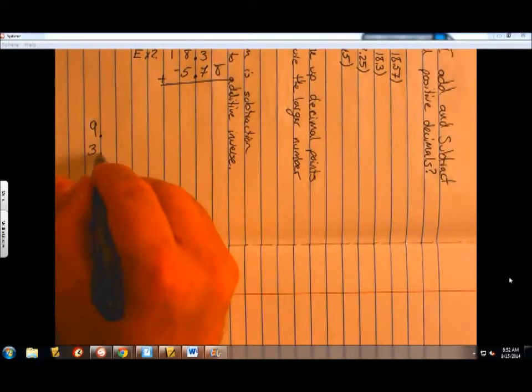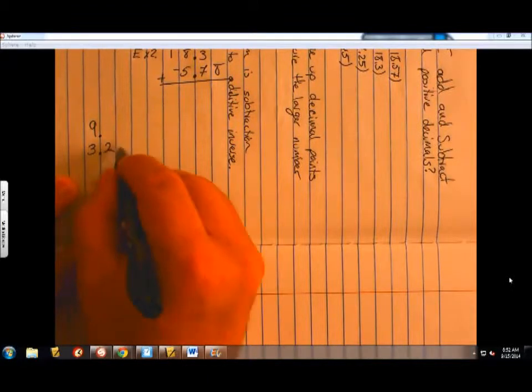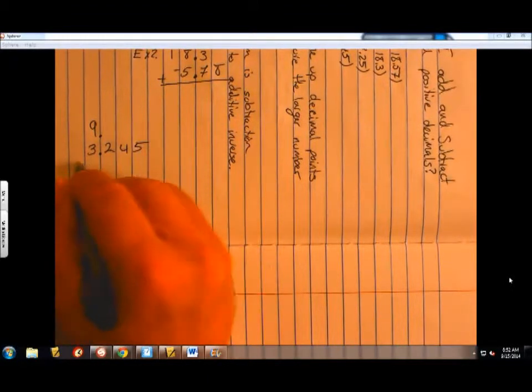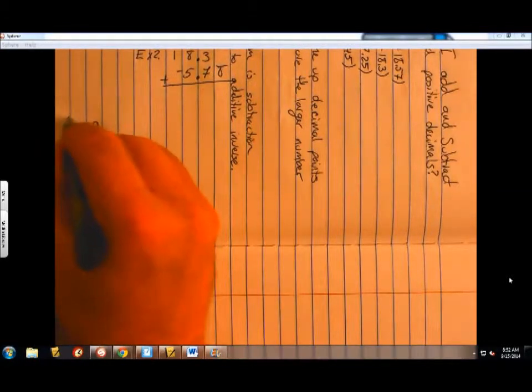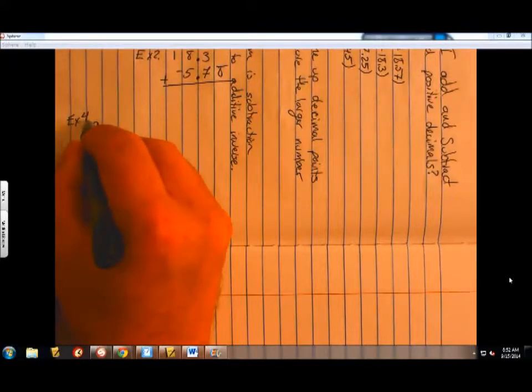So the first one is 9, and remember, after that 9 is a decimal point. Even though you don't see it, because we don't need it, there is a decimal point to the right of the 9. So that number goes on top, and on bottom is the 3 and 245 thousandths. That's example number 4.